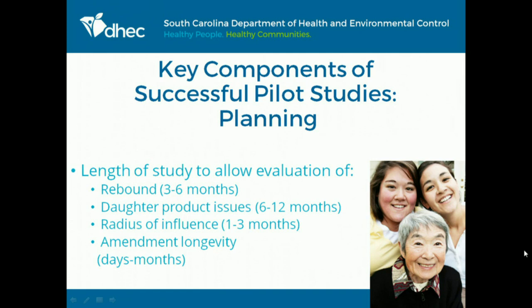The length of study is needed to allow evaluation of rebound after a technology has been implemented and you're looking for rebound. You might need to wait 3 to 6 months. If you're looking for daughter products, especially with reductive dechlorination, and you're looking to see can we get past vinyl chloride to ethene, maybe 6 to 12 months, might even be longer. Radius of influence, you can figure that out in 1 to 3 months. In amendment longevity, days to months.